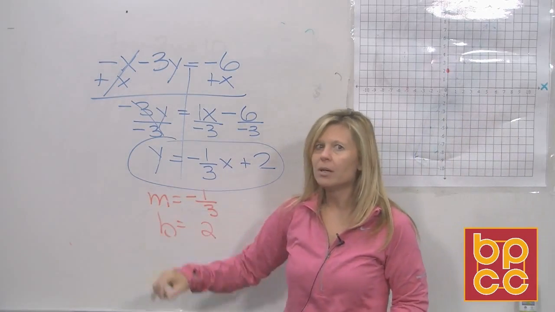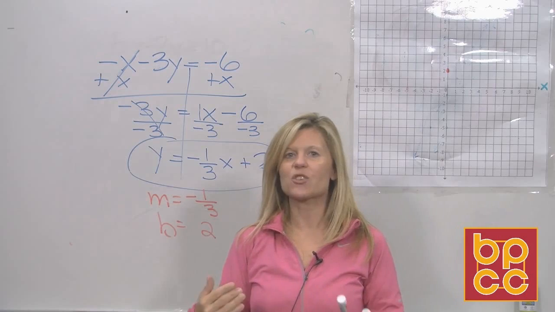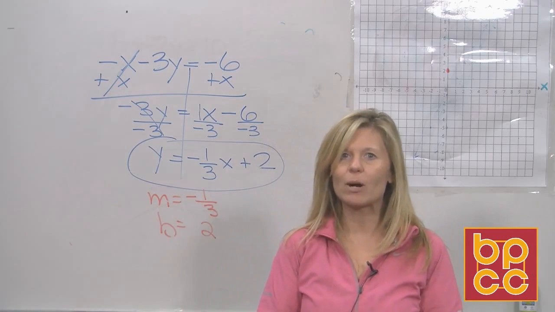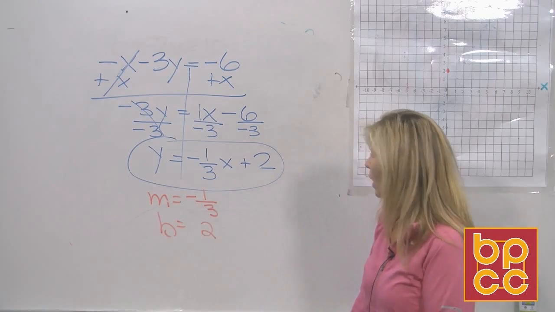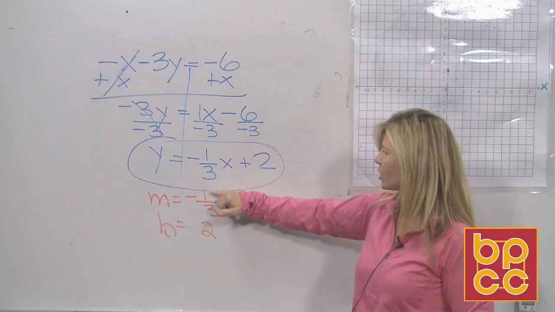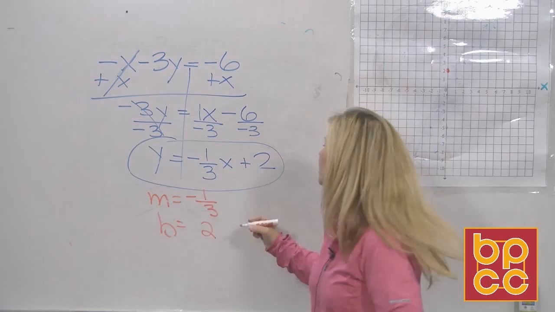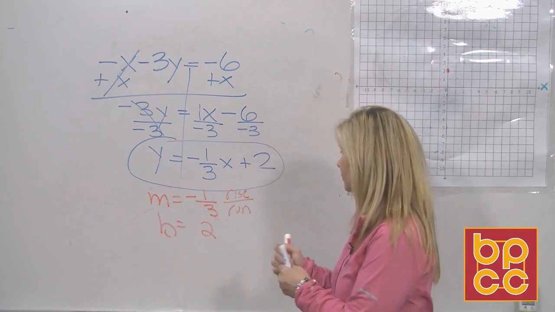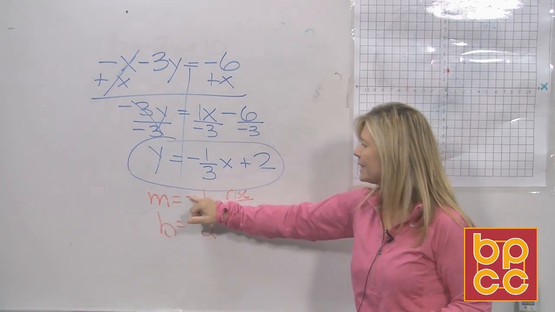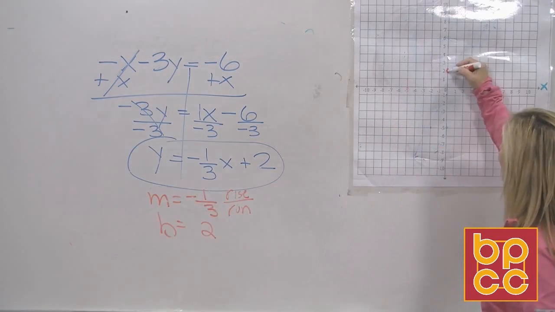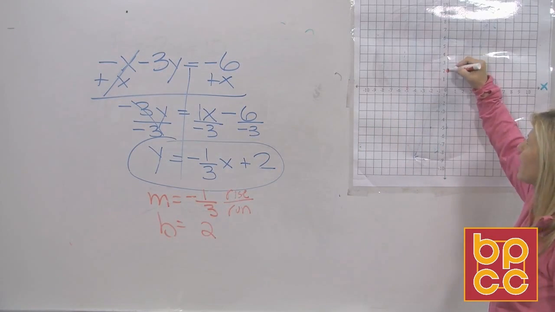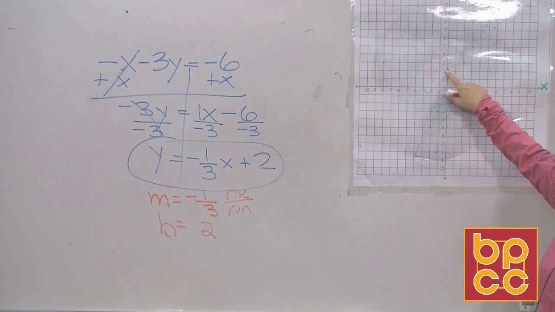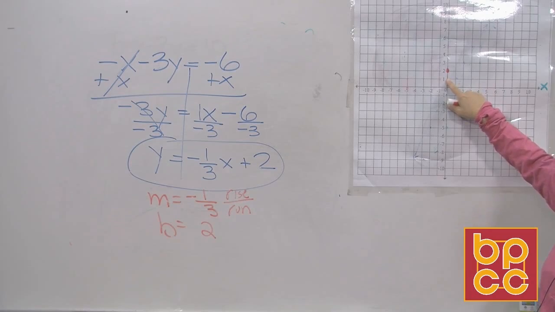The letter m stands for what word? That stands for slope. Slope tells you how to move. Slope has got to be written as a fraction. Well, that's done for us. We have a fraction, negative 1/3. So you'll see me write rise over run. So this says we're going to rise negative 1. Well, you can't rise negative 1. You can't go up negative 1. That means you're going to go down 1.